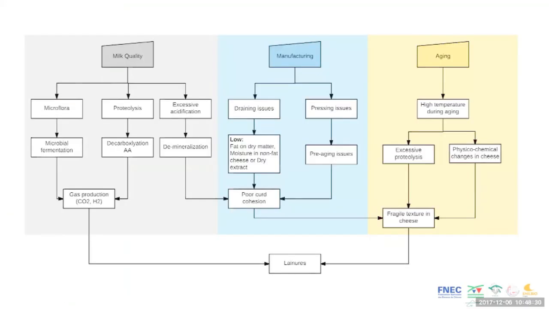There are a number of different reasons where you can see these fissures occur or become a problem. It could be the milk quality. You could have a significant microbial fermentation where you're having huge amounts of gas produced. The CO2 is an example of gas that can move through the cheese.